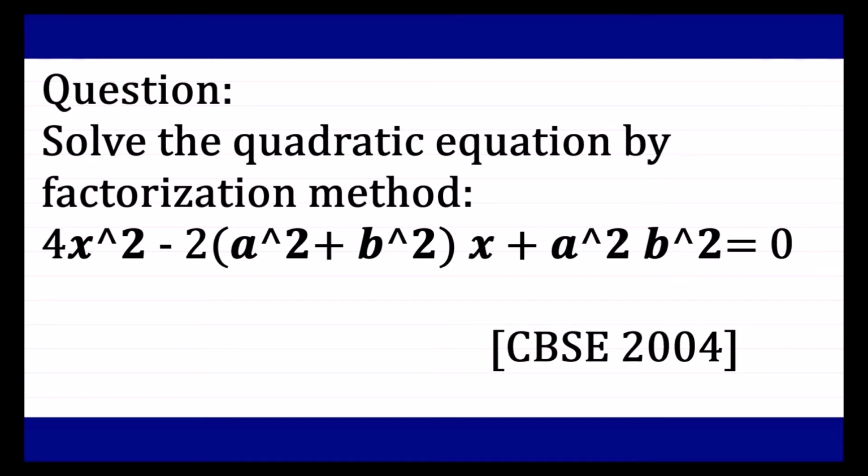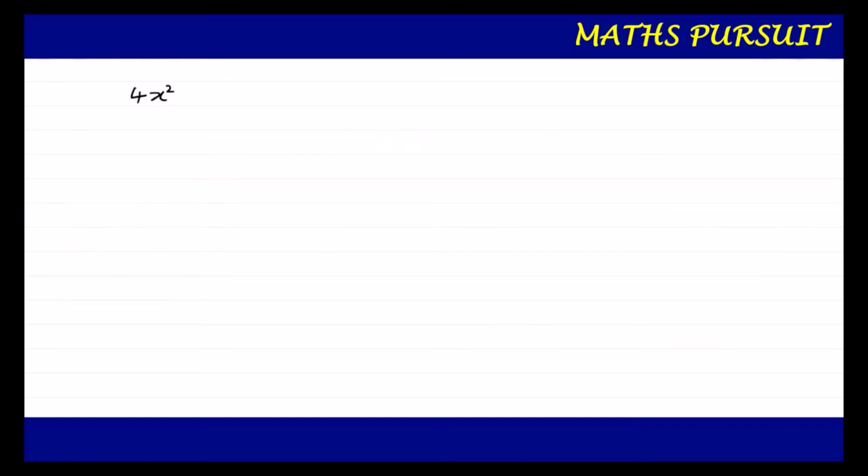So here it is given 4x² − 2(a² + b²)x + a²b² = 0. Guys, this equation is a very easy one. We will do it easily, you could see. Now, let us compare this with our quadratic equation identity. The quadratic equation identity is ax² + bx + c = 0. That means here a is 4, b is −2(a² + b²), and c is a²b². That means from the quadratic equation perspective, it is a complete quadratic equation.